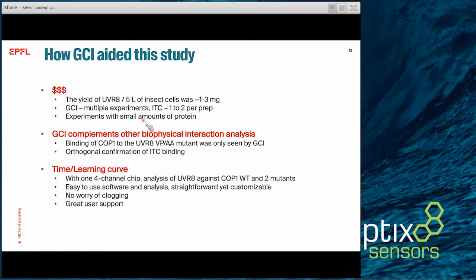As I mentioned, the Creoptix WAVE by GCI, we could also complement other biophysical techniques that we had in the lab, like ITC.